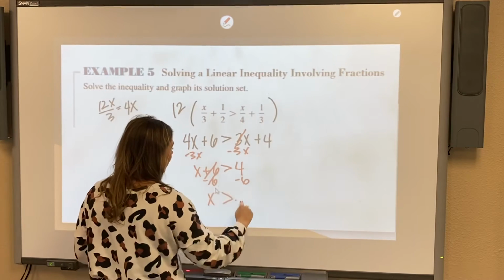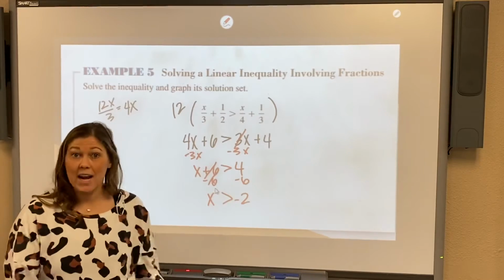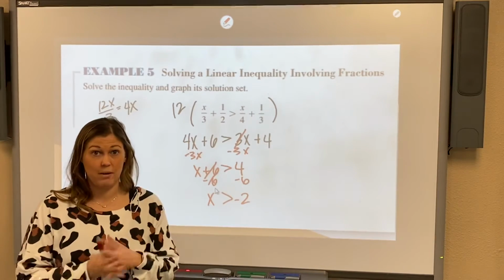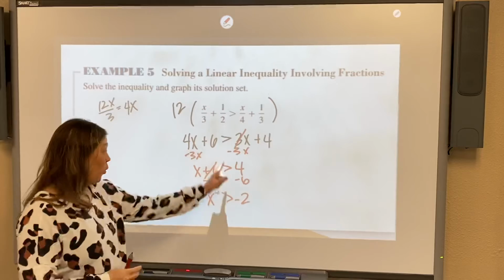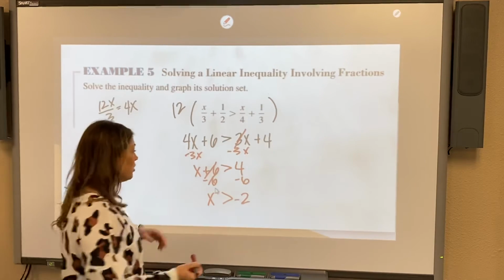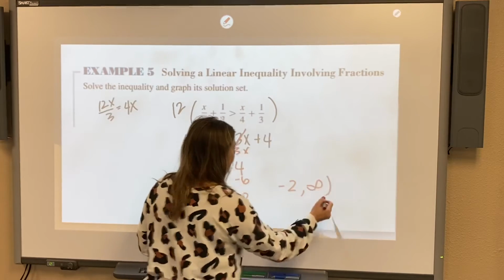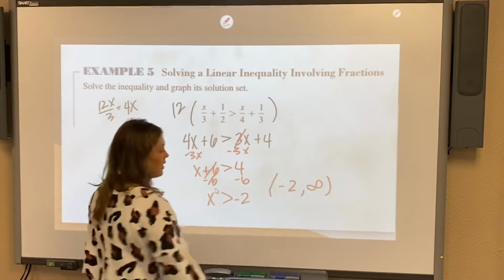greater than negative 2. So hopefully that didn't alert you, because it's okay if we subtract, it's not okay if we multiply or divide by a negative. Okay, so this was a greater than, it's still a greater than. So if we did our solution set, negative 2, it's greater, so it's going to infinity. Infinity is not included, and neither is negative 2.